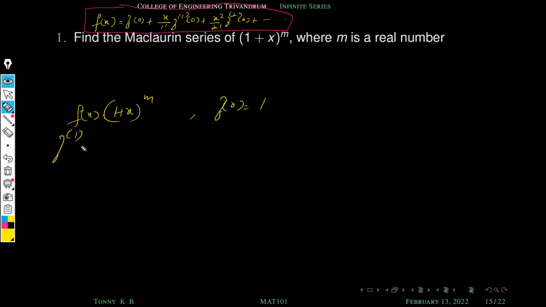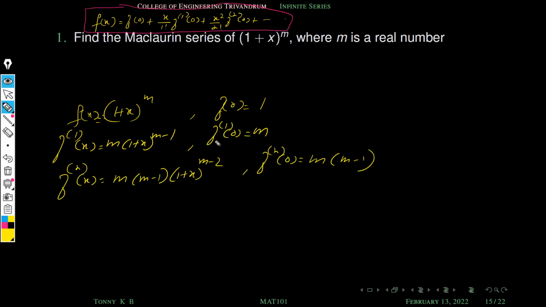Then next we have to find f dash of x. And what is f dash of x? That is m into 1 plus x raised to m minus 1. So what about f dash of 0? When x equal to 0, this is m. Similarly, you can find f2 and f3 like that. So f2 of x is equal to m into m minus 1 into 1 plus x raised to m minus 2. So f2 of 0 is equal to m into m minus 1.